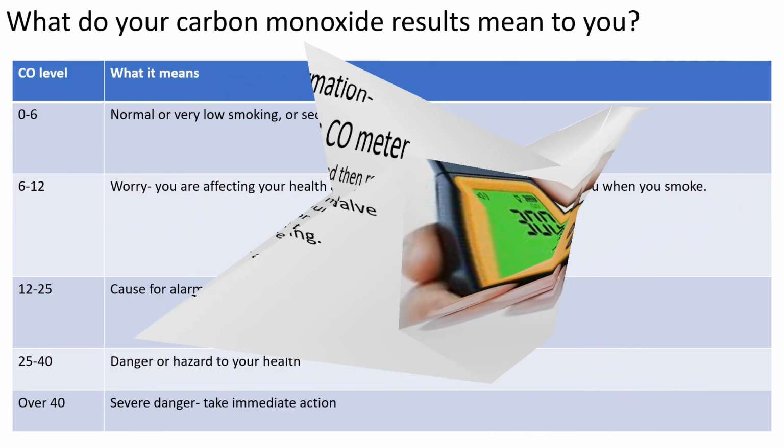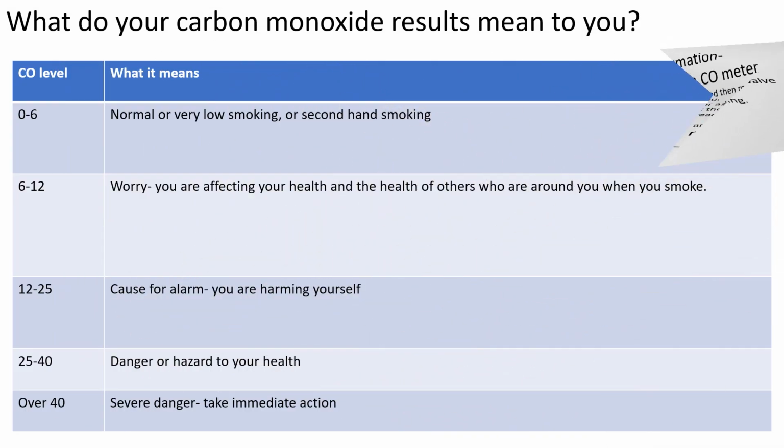So what are these readings? If you have a level between 0 and 6, that's normal or very low smoking or secondhand smoke. 6 to 12, worry, you're affecting your health and the health of others around you when you smoke. 12 to 25, cause for alarm, you are harming yourself. 25 to 40, danger or hazard to your health. Or over 40, severe danger, take immediate action.